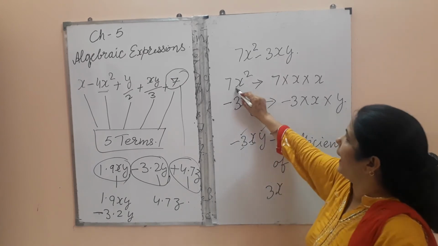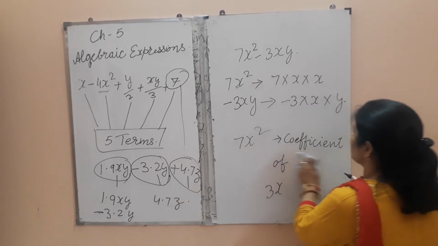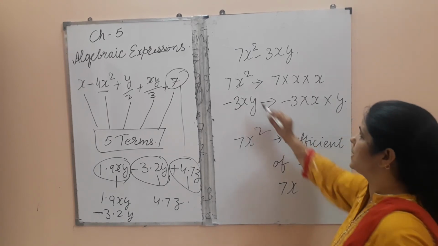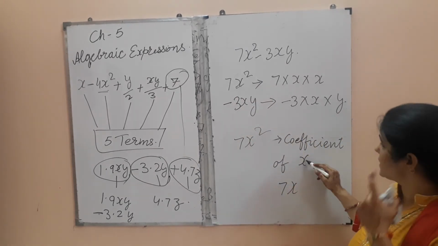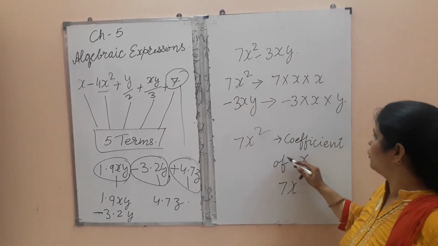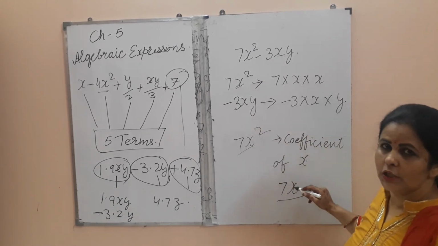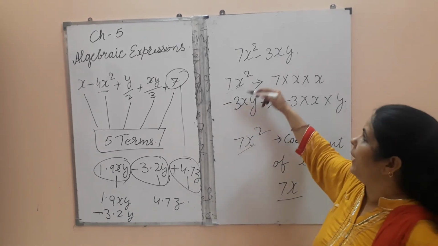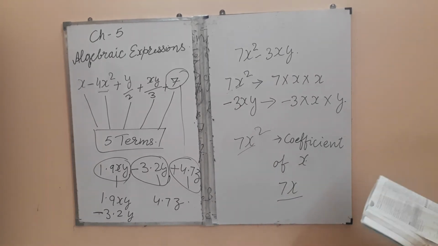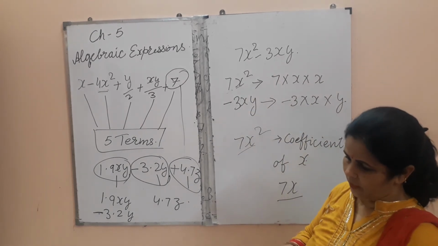The coefficient of x in 7x square: the coefficient of x will be 7x because here 2 x are there. So 1 x coefficient we are asking, so the other x will be with 7. So the coefficient of x in this 7x square will be 7x. Understood? And the coefficient of 7 will be x square. Got it? So like this we will find out the coefficient and we will separate the terms and find out the factors of the term.